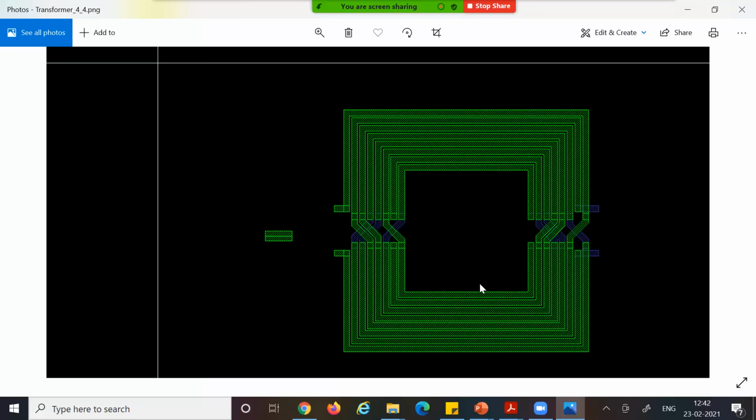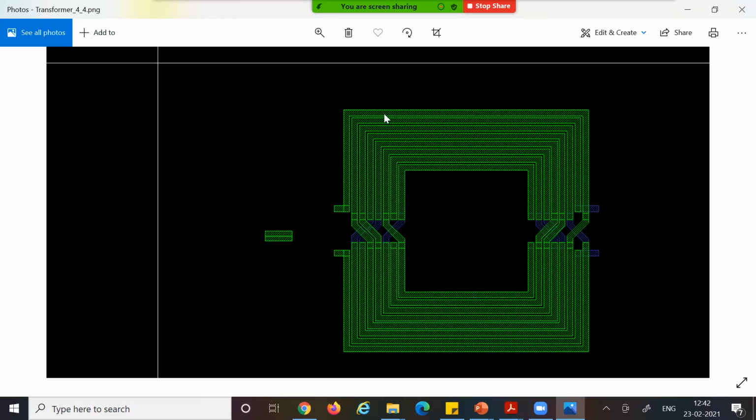Sorry, can you repeat the question? Sir, by 4 into 4 you mean it covers 4 layers? Not 4 layers, 4 turns. Okay, so the primary has 4 turns, the secondary has 4 turns. So if you count it, you'll have 8 layers here, 8 metals here. So all this is on the same layer.